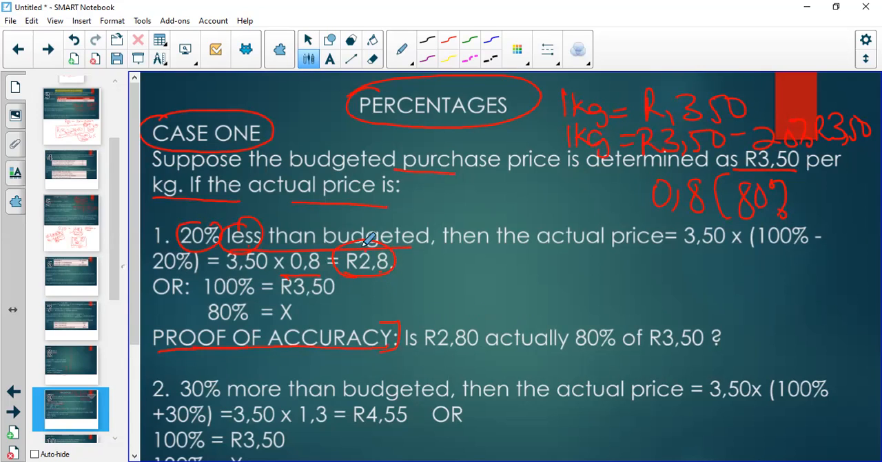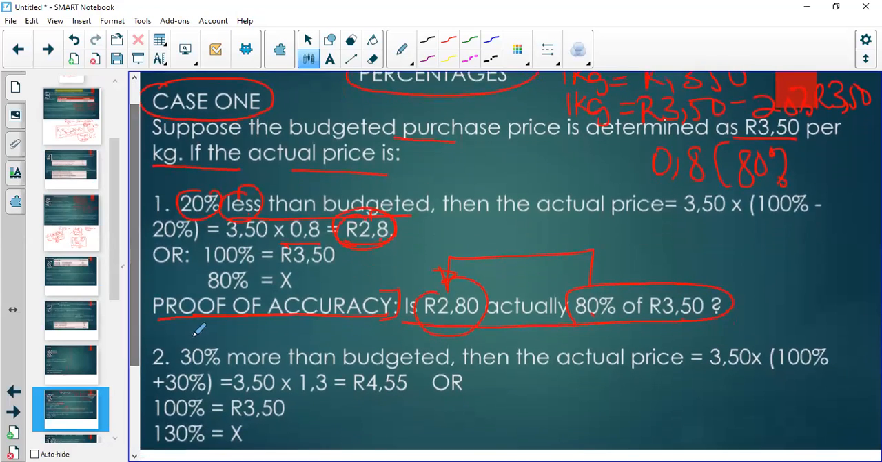So I have 2 rand 80. Is it correct? So you can quickly check. Is 2 rand 80 actually 80% of 3 rand 50, right? Because they say it's 80%, it's 20% less, right? So what you're going to do there is to quickly calculate 80% of 3 rand 50 and see if it gives you that.